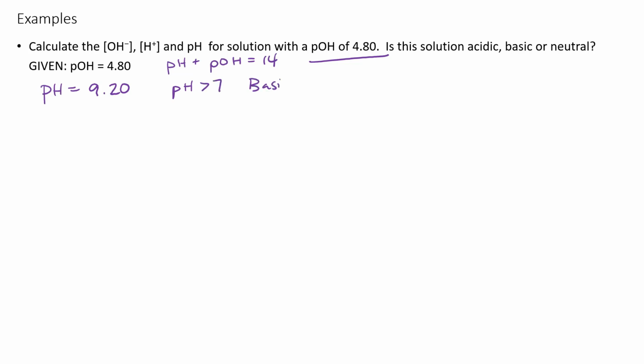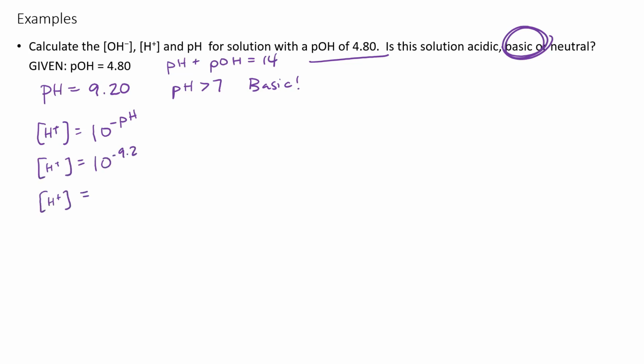this is basic. And then next I'm going to calculate the H, and that's equal to 10 to the negative pH. So that would be equal to 10 to the negative 9.2. And so after putting that into my calculator, 6.3 times 10 to the negative 10th. And then my hydroxide would be 10 to the negative pOH. And that's 1.6 times 10 to the negative 5th.